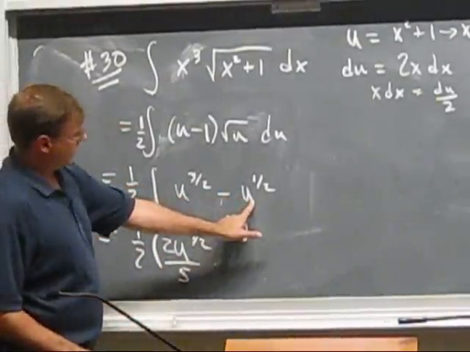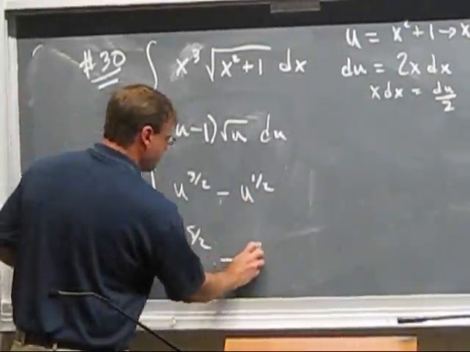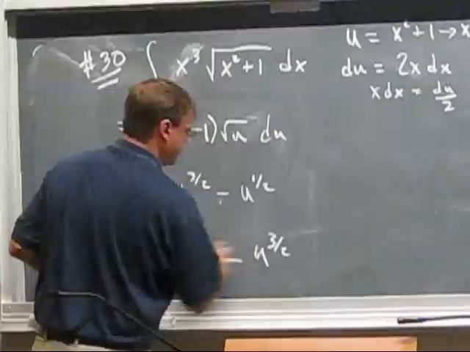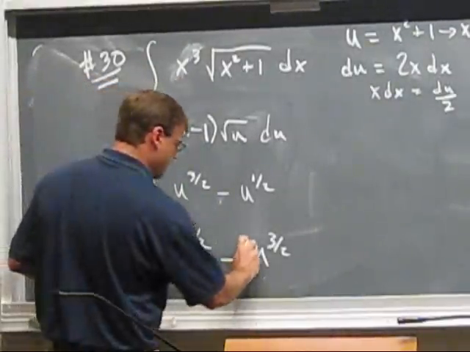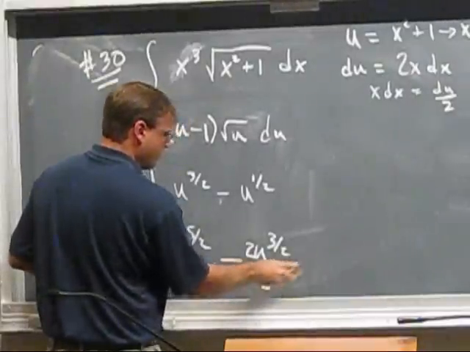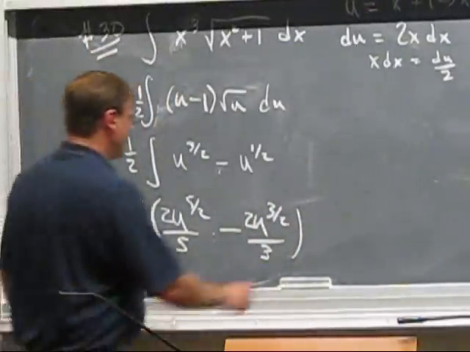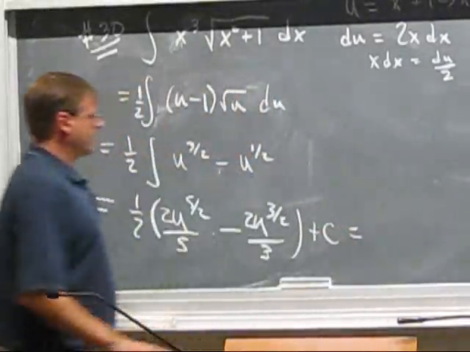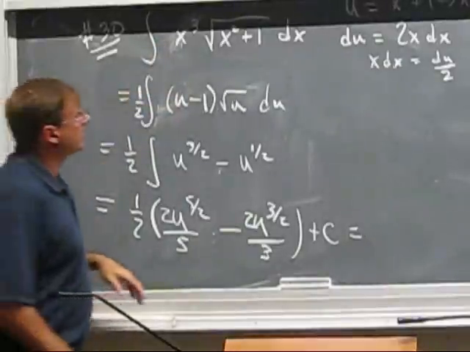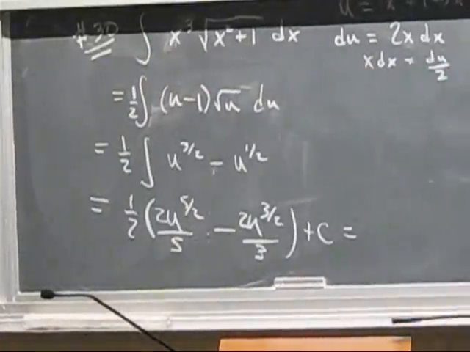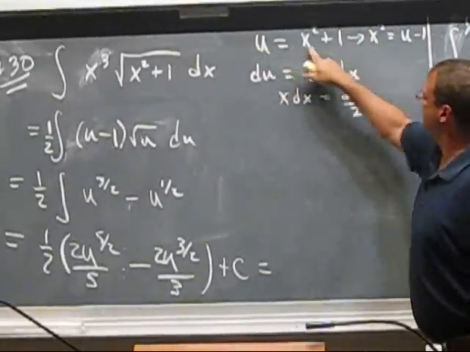I'm going to now integrate this. I'm going to add 1 to the exponent. That gives me u to the 3/2. And then I'm going to divide by 3/2, which is the same as multiplying by 2/3. Add a constant. It's an indefinite integral. And my last step is to convert the u's back into the original form, which is u equals x squared plus 1.